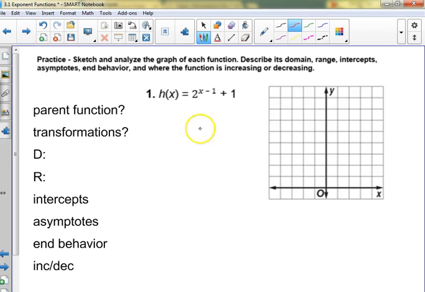All right. So unfortunately, this one doesn't start out nice. What's the parent function here? y equals 2 to the x. Yes. What transformations have occurred? On the x, they did minus 1, so that would be shift right 1. And then the plus 1 on the whole function would be up 1. So if I do 2 to the x, it would go through (1, 2) and (-1, 1/2), going this way. Don't draw this one necessarily.